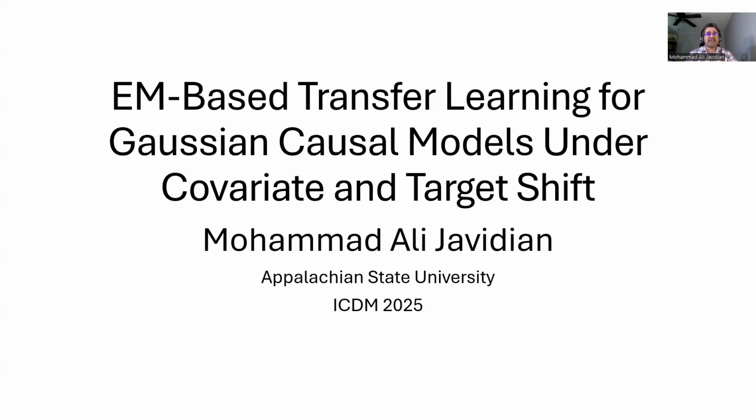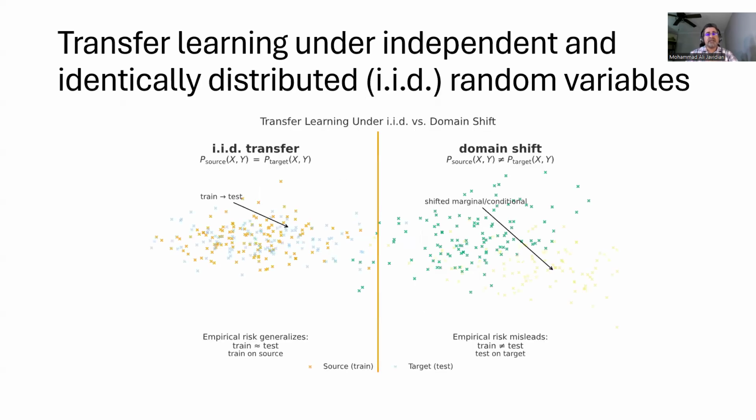To set the stage, let's start with plain transfer learning under the usual IID assumption. In standard transfer learning, we quietly assume the source and target are IID, independent draws from the same distribution. When this holds, a model trained on the source generalizes to the target, and life is good.